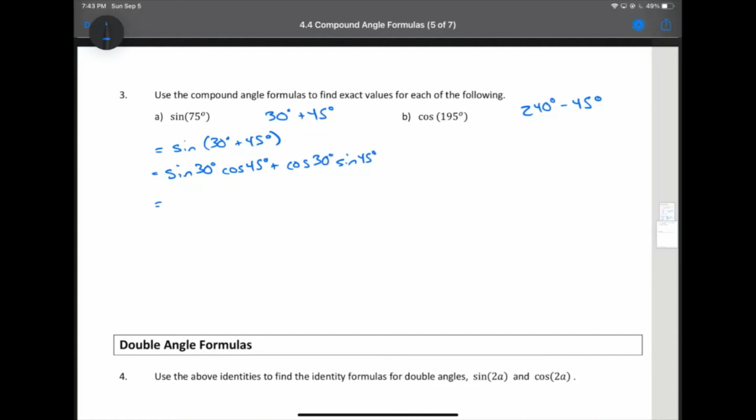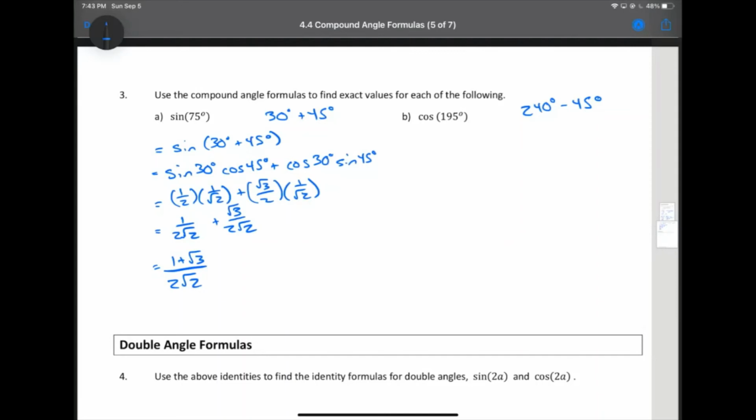Okay, and then we go to our sheet, or at least I go to my sheet. I would recommend you make a sheet. Sine of 30 degrees is going to be 1/2. Cos of 45 is 1 over root 2. Cos of 30 is root 3 over 2. And sine of 45 is 1 over root 2. So that's going to be 1 over 2 root 2 plus root 3 over 2 root 2, which is 1 plus root 3 over 2 root 2.